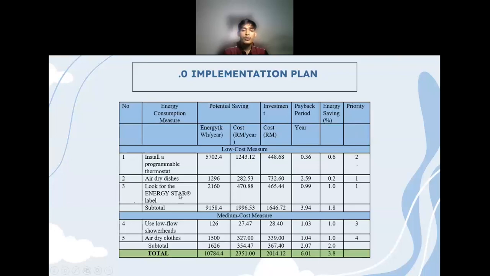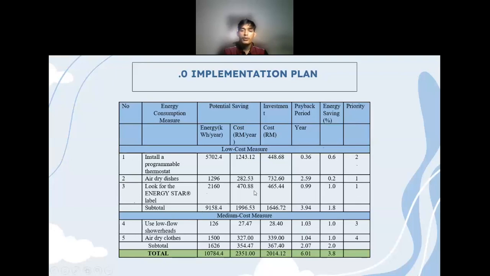The third one is look for the energy star label. The potential saving that can be saved with look for the energy star label is 2160 kilowatt per hour per year and the cost that can be saved is 470 ringgit 88 cents and the cost of the investment is 465 ringgit and 42 cents and the payback period per year is 0.99 and the energy saving is 1.0% and the priority is 1.